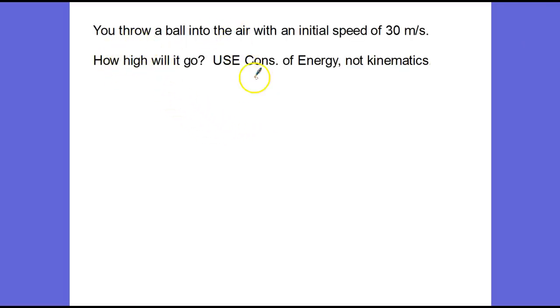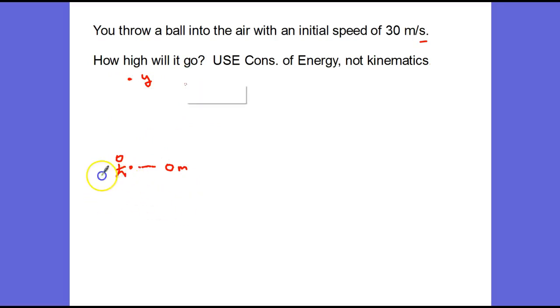You throw a ball into the air with an initial speed of 30 meters per second. How high will it go? Use conservation of energy, not kinematics. Okay, so here we are with a ball in our hands, and we're going to let this be a 0 height. And the ball is going to go up to here, some height y.